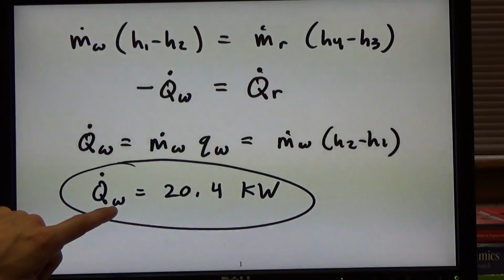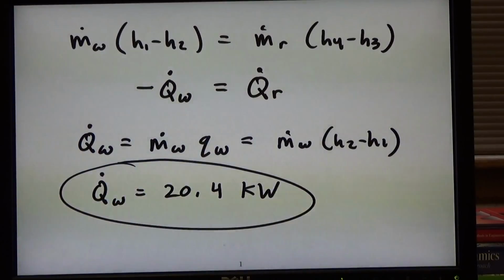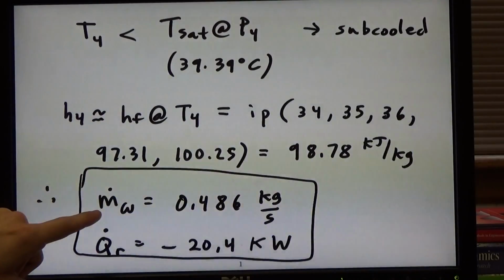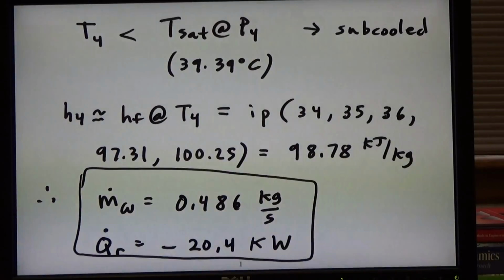The heat transfer rate to the water is positive because the water is receiving heat from the refrigerant. The heat transfer rate of the refrigerant is negative because it is having a heat loss to the water. And then we found that to do all of this condensing, we need to provide almost 5 times as much water to the heat exchanger as refrigerant.